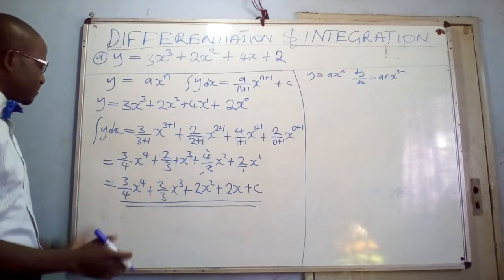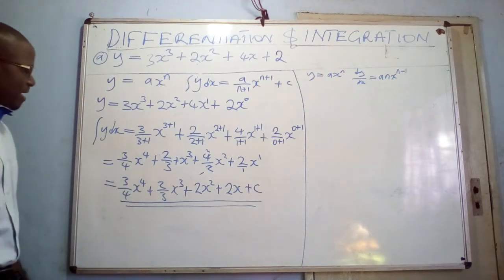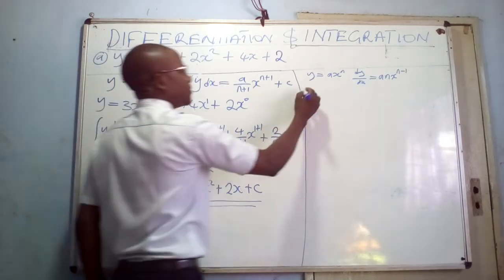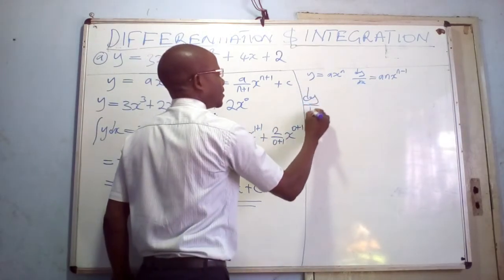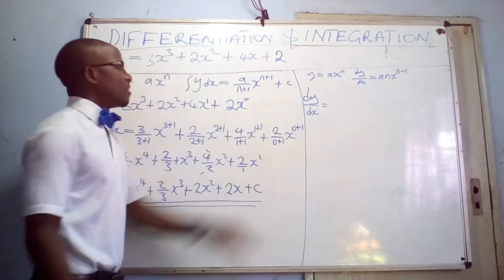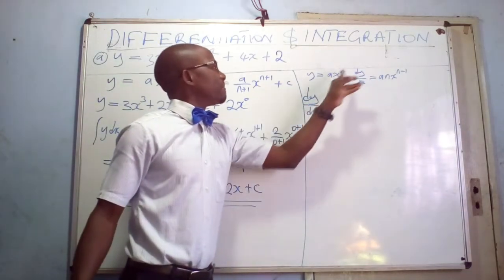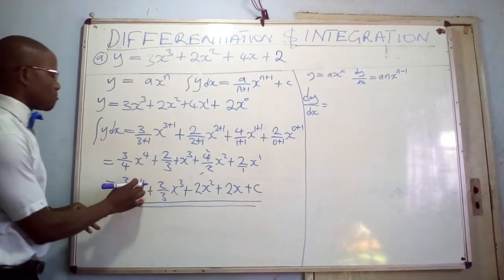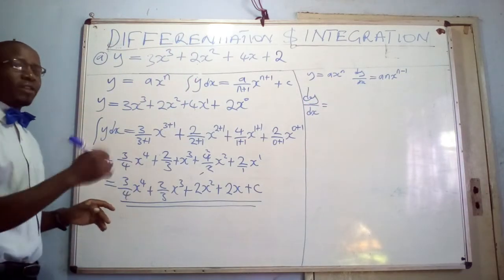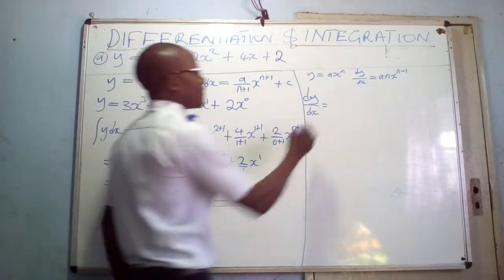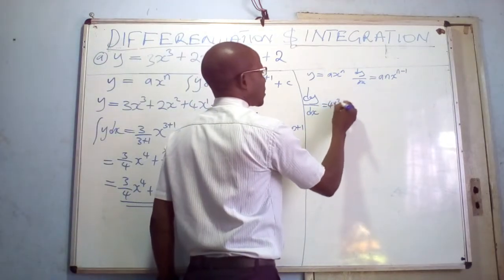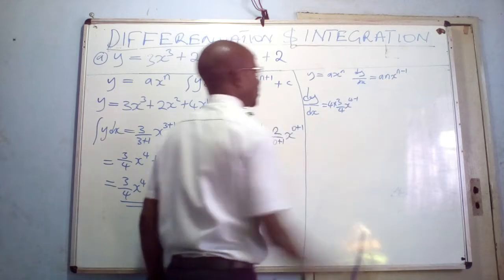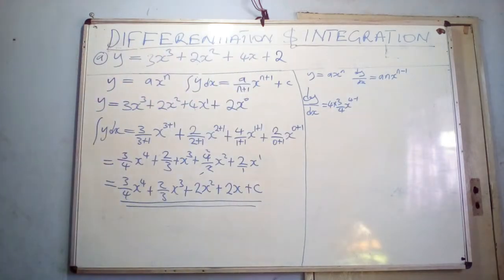The first term, the power there is 4. When we say dy over dx, the power n must multiply the coefficient. So it will be 4 times 3 over 4. I'm sure the 4s are going to cancel. So we have 4 times 3 over 4, then x to the power 4 minus 1. That is for the first term.